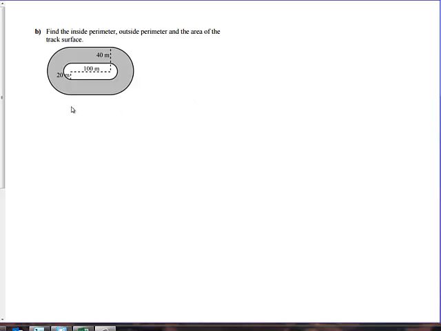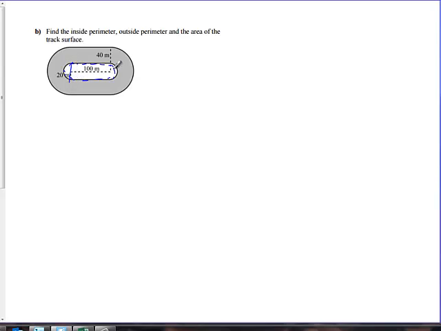Unit 5, Lesson 1, Student Example B. In this example, we're asked to find the inside perimeter, the outside perimeter, and the area around the track surface. To find the inside perimeter, we want to imagine that we're going to run around the inside of this track.